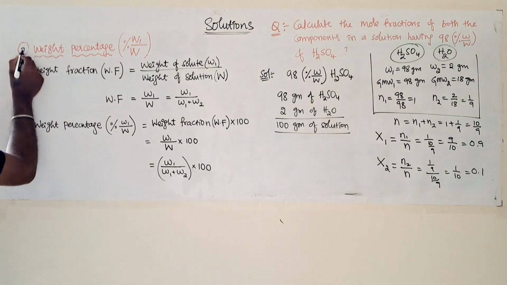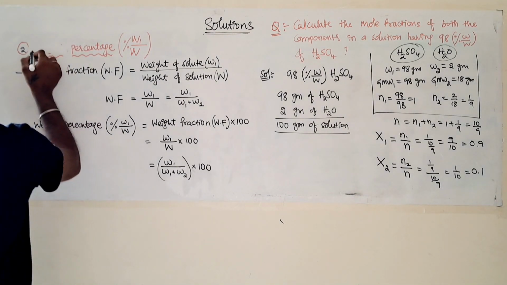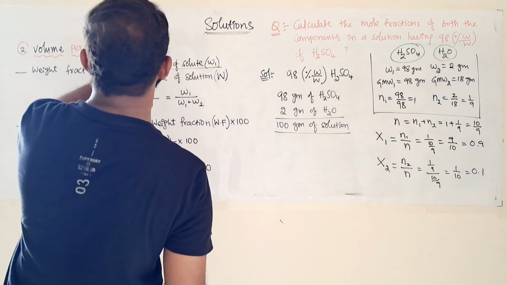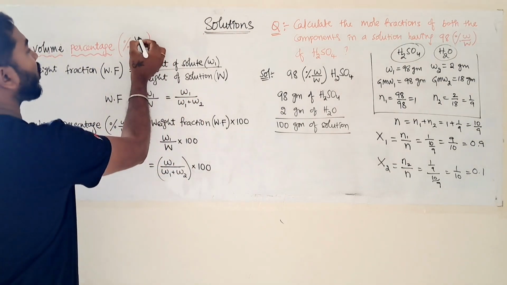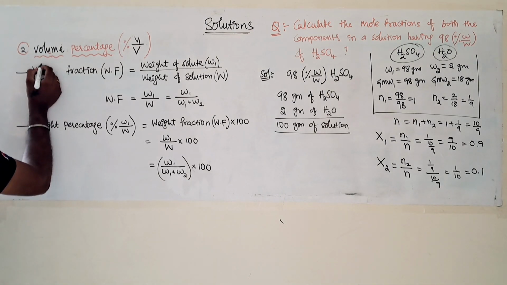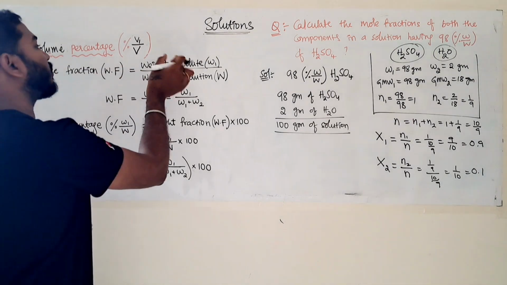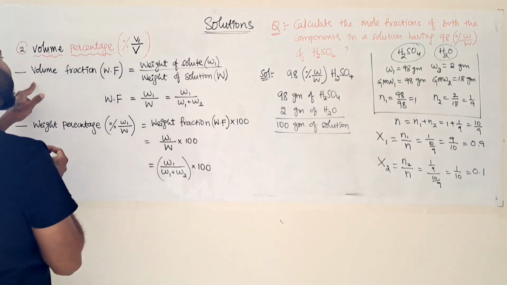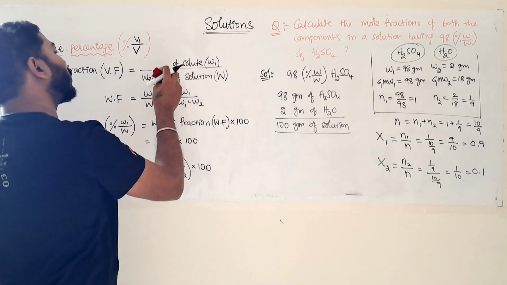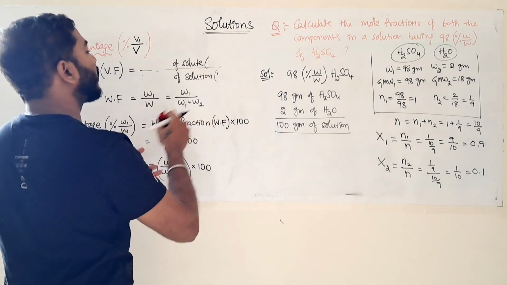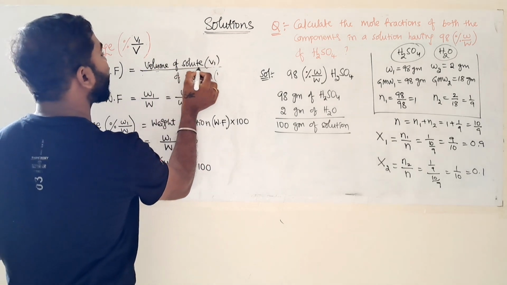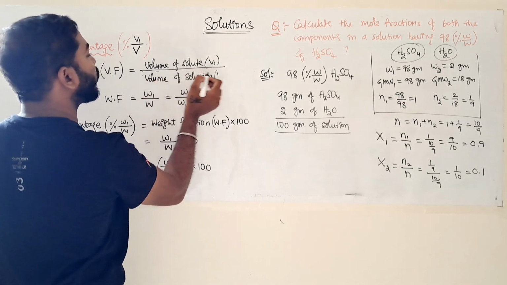So just try to understand here. I'm making some changes here. The second one is volume percentage. How do we denote this? Earlier it was W1 by W, so obviously this is V1 by V. And now how to define volume fraction? Weight fraction is defined as weight of solute by weight of solution. Since it is volume fraction, we define volume of solute to the volume of solution. That's it. Volume of solute is generally represented as V1, and volume of solution as V.